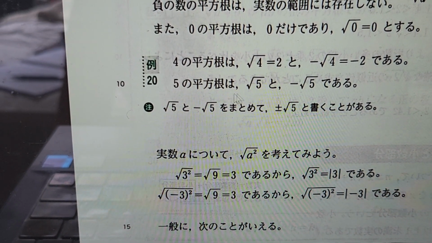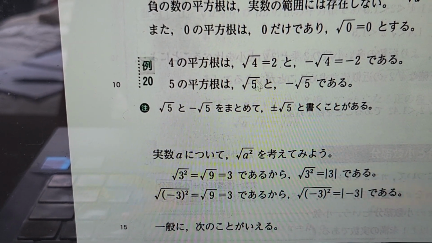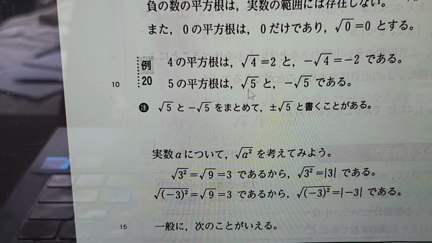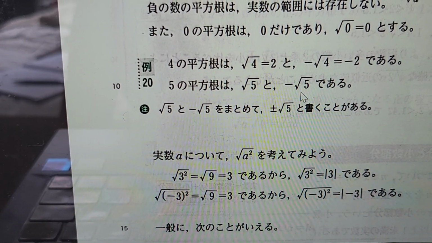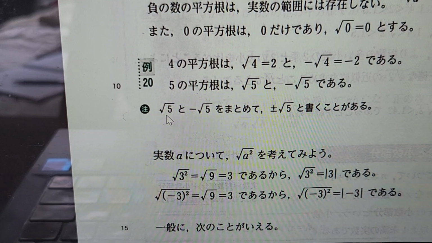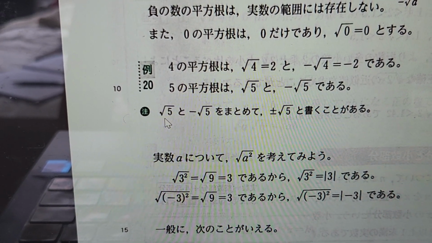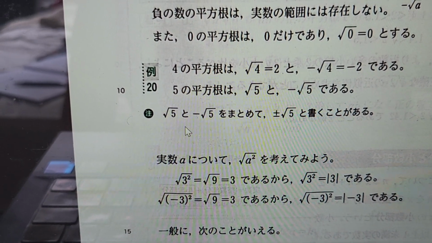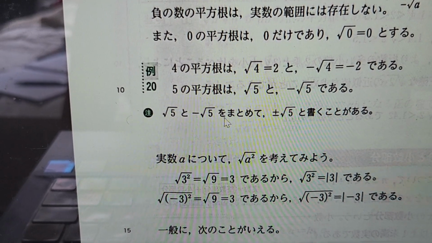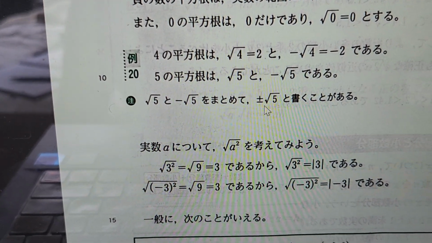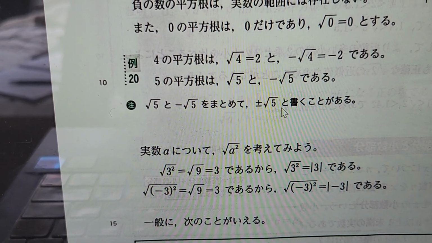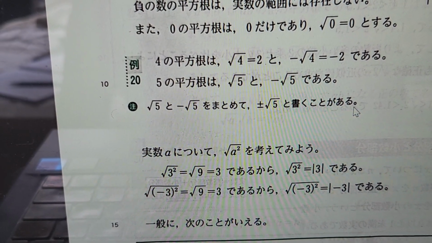The square root of 5 is like this, and the negative of the square root of 5. Okay, when we write it down, the square root of 5 and the negative square root of 5 together, we can write it down as plus minus the square root of 5.